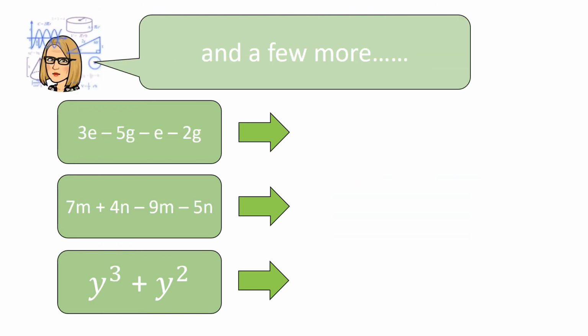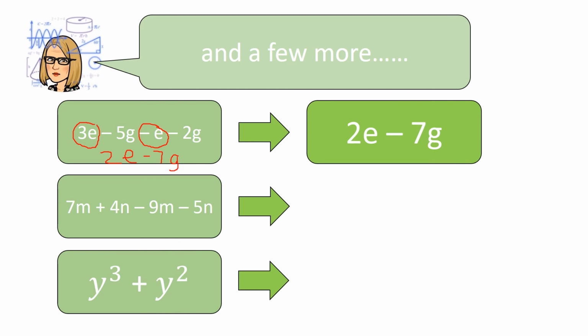And a few more to have a look at. Now in this first example, I've got 3e, subtract 5g, subtract e, subtract 2g. Right, I'm going to deal with my e's first of all. I'm going to collect my e's together. I've got 3e, subtract e, which gives me 2e. Now I've got negative 5g, subtract 2g. So negative 5, subtract 2 would be negative 7. So I've got negative 7g. So this becomes 2e take away 7g. 2e subtract 7g.